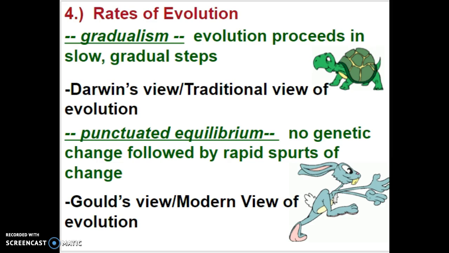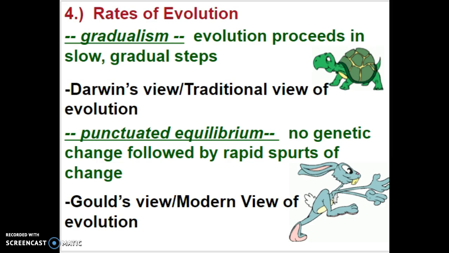So how fast does evolution occur? Well, from what we can tell both through the fossil record, which is our only physical evidence of evolution, and through modern techniques such as comparative anatomy and biochemistry, we can take a look at how this happens in two ways. Darwin's idea and kind of a traditional view of how evolution is thought to work is gradualism.